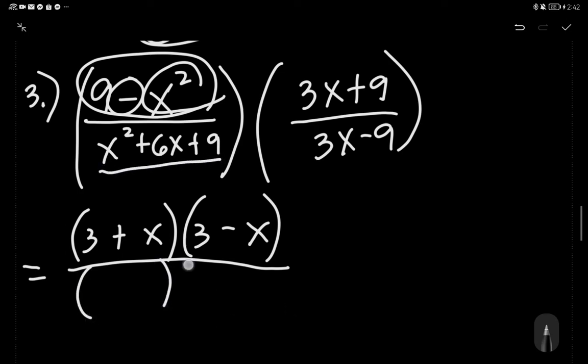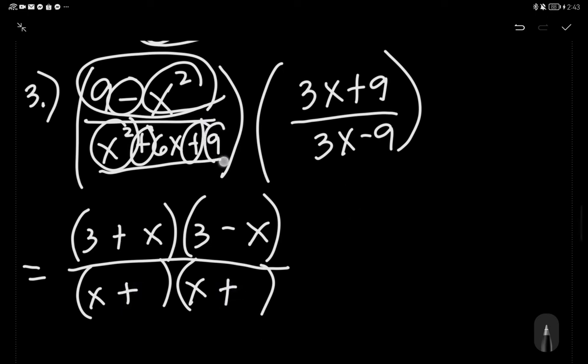Ang factors ni x squared kani kay x times x. Now, positive silang duha, positive po ning duha. Okay. Ang factors ni 9, nga kung atong i-add kay 6, kay 3 times 3. 3 times 3, that is 9. 3 plus 3, that is 6.